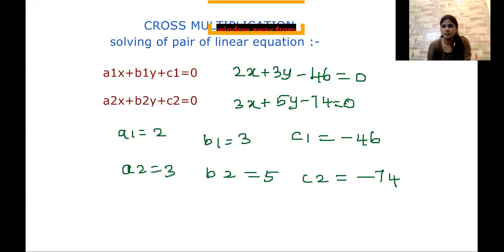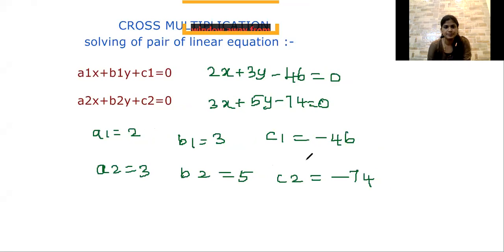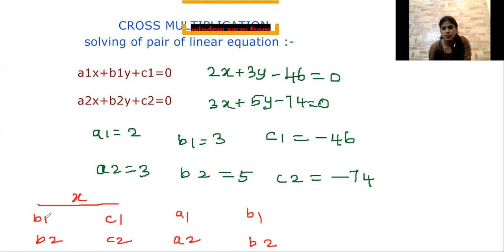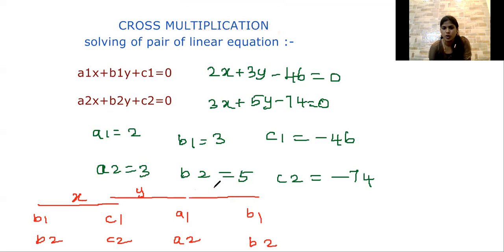So now I'm going to draw a flow chart, which is x upon b1, b2, c1, c2, a1, a2, and again you have to write b1, b2. So this x is for b1 and c1, b2 and c2, and this c1, a1, c2, a2 is for y, and this a1, b1, a2, b2 is for constant 1.